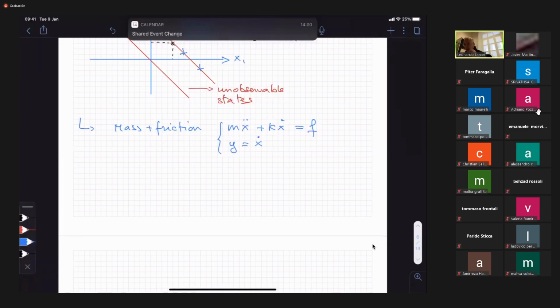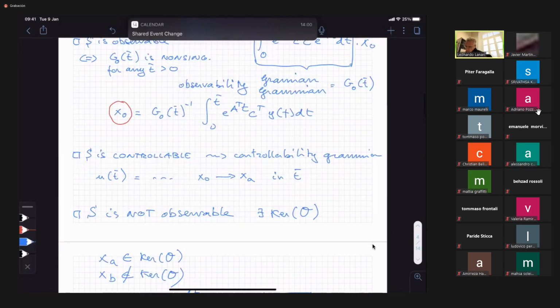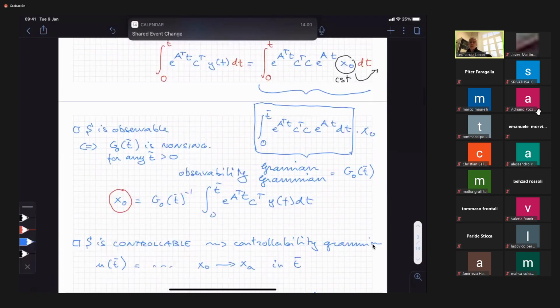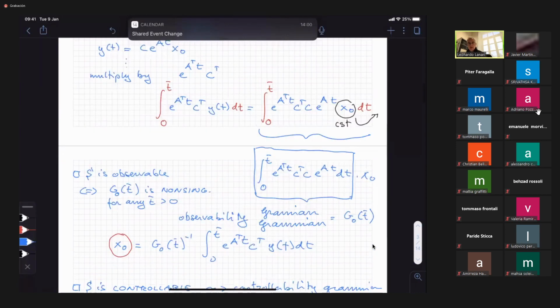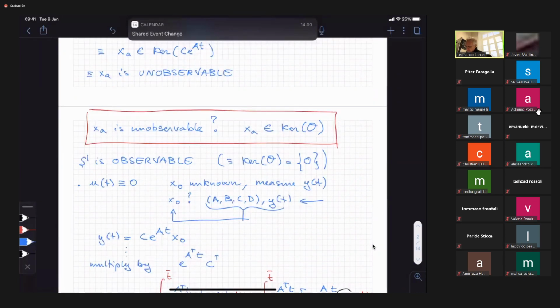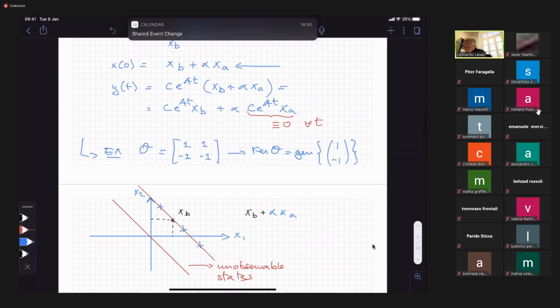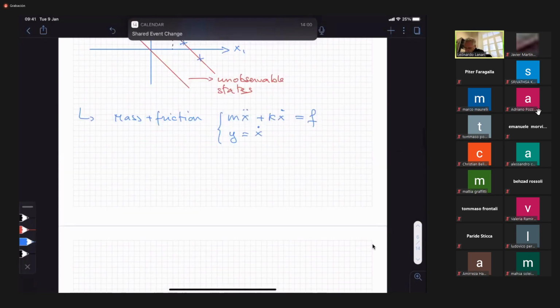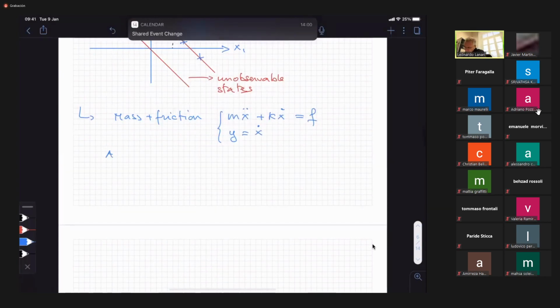So now let's interpret these unobservable states as the states that are undistinguishable from the origin. Okay, let's see if this makes sense. So the A matrix, when we get back into the state space representation, is 0, 1, 0, minus, sorry, let's not use K.